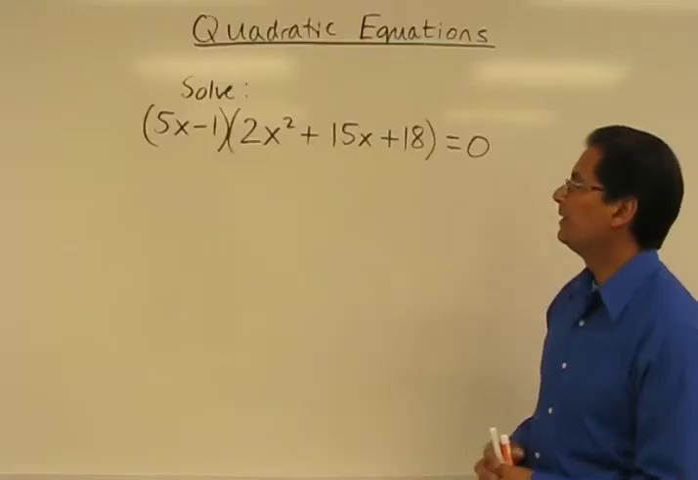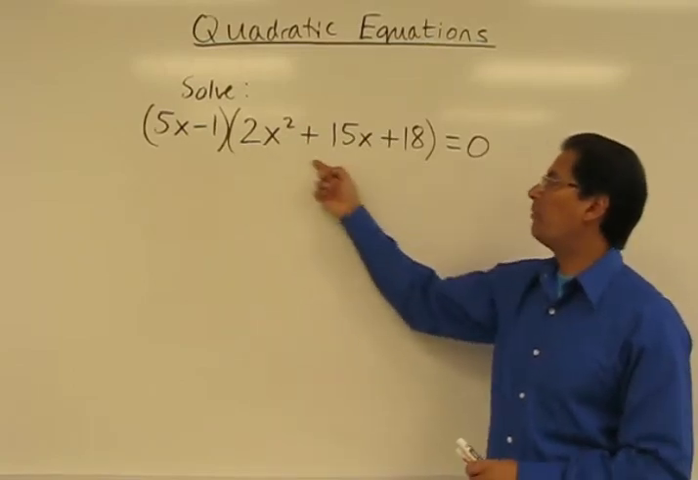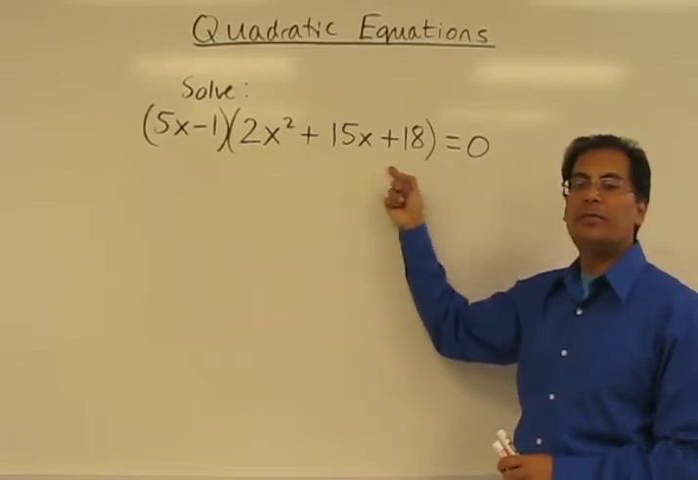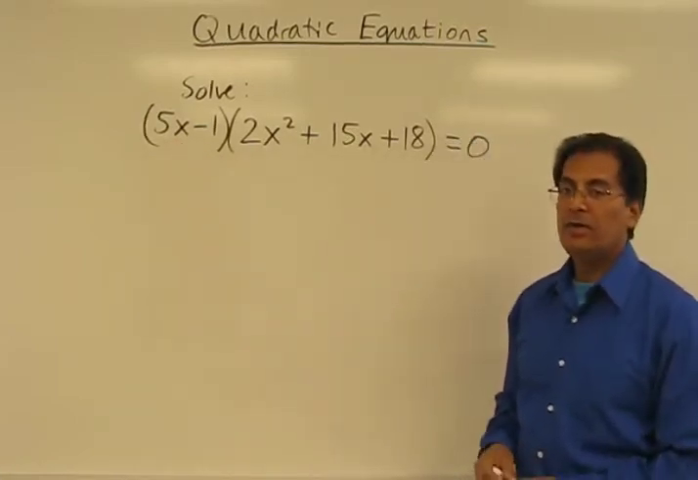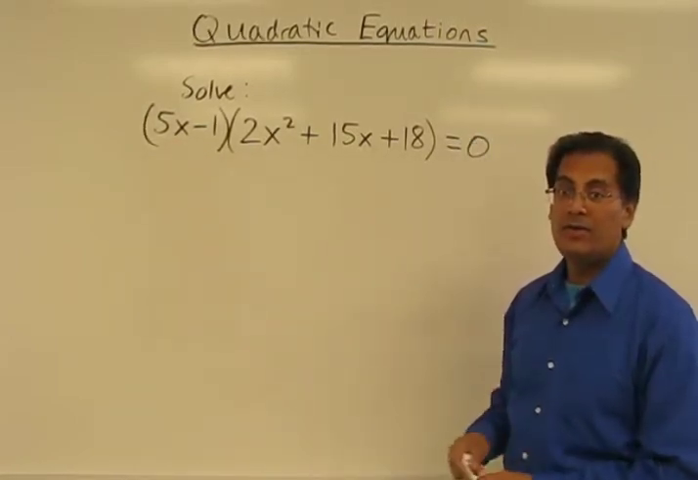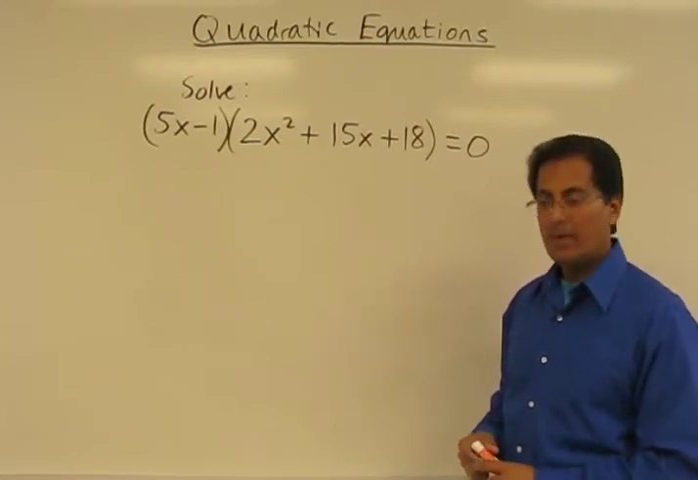Here we have a problem that's actually not a quadratic equation. This piece is quadratic, 2x squared plus 15x plus 18, but it's multiplied by a 5x minus 1. So this is actually what we call a cubic equation. However, we can solve this equation using the zero factor property.